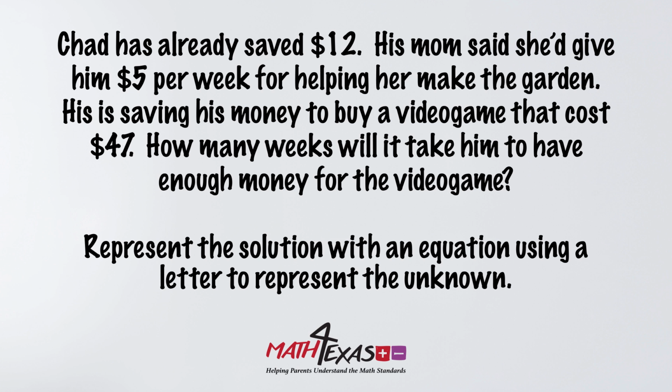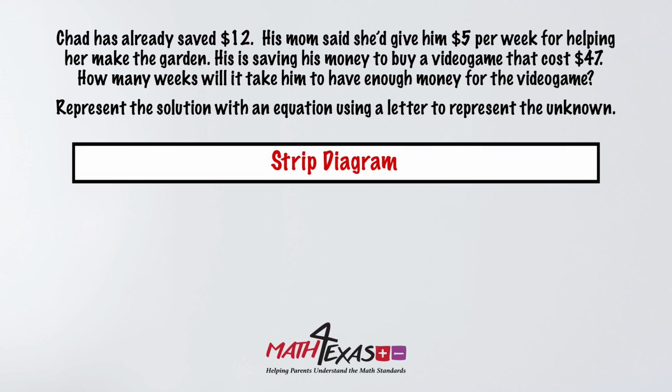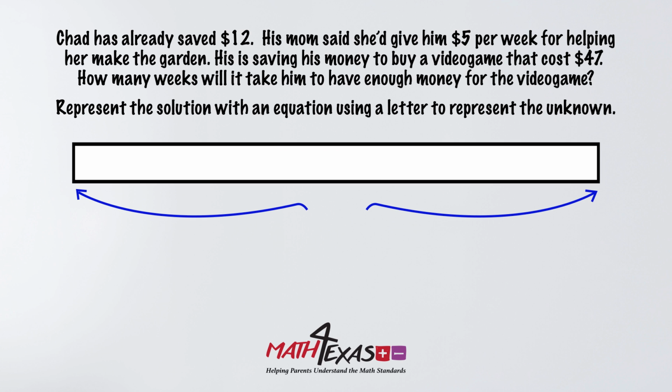So for this problem, we're going to use a strip diagram. It helps us organize the information and come up with that equation that they're looking for. The strip, or the bar, represents the whole amount. So for this problem, the whole amount that we need is $47.